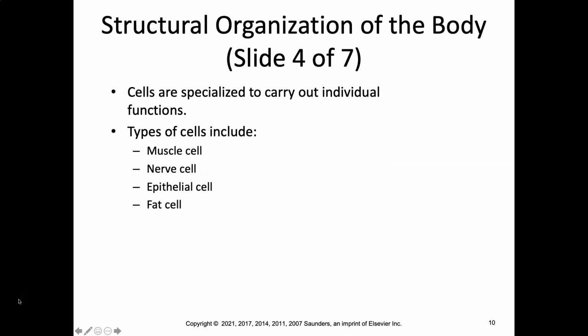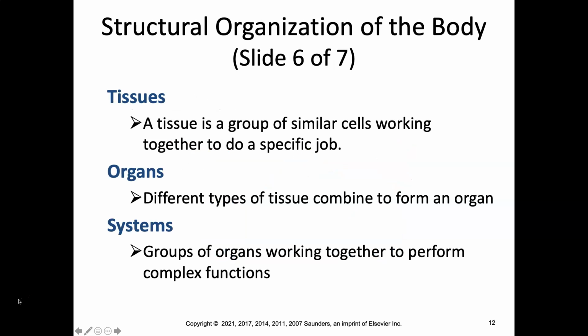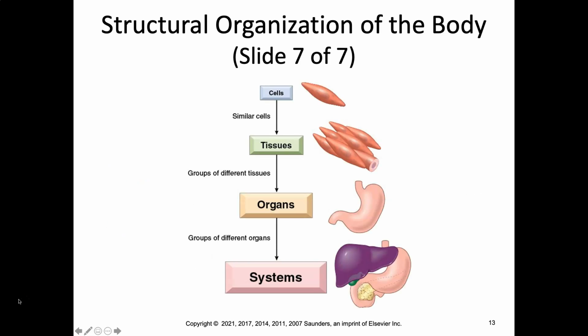So these cells are specialized to carry out individual functions. There are types of cells like muscle cells, nerve cells, epithelial cells, and fat cells. And you'll see these on the top of page 36 in your book. And this is a visual as to what they look like. Not exactly, but in general, these are some examples. And then we talked about tissues and organs and systems and how those all build together. And here's that visual that I really liked on page 39, Figure 2-7.